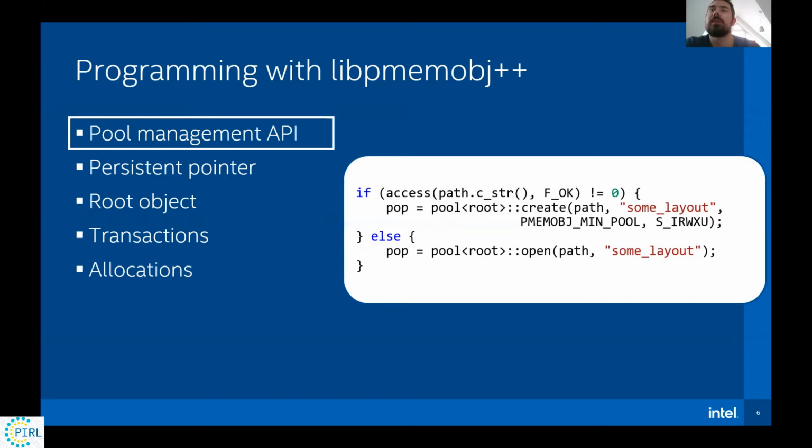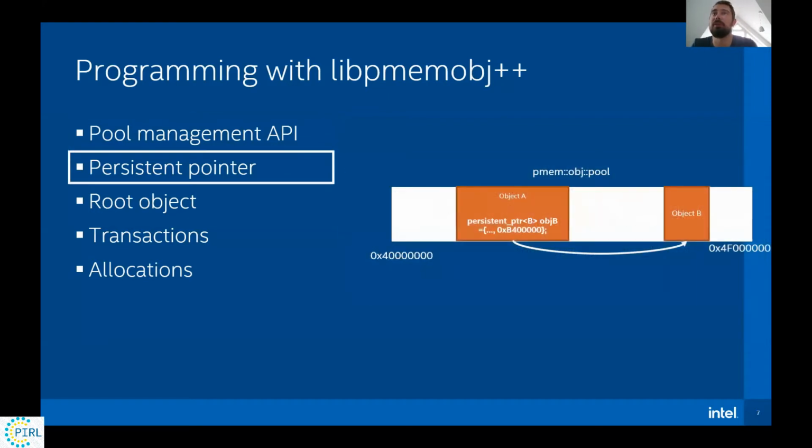And the pool is a class template where the template parameter is the type of the root object. It supports basic operations like open for opening an existing libpmemobj pool, create, close, and the root method. The root method returns a persistent pointer to a root object associated with a pool, but I will talk about root objects later on. Let me now move to the persistent pointer.